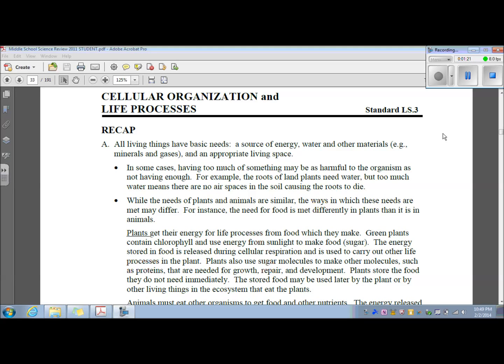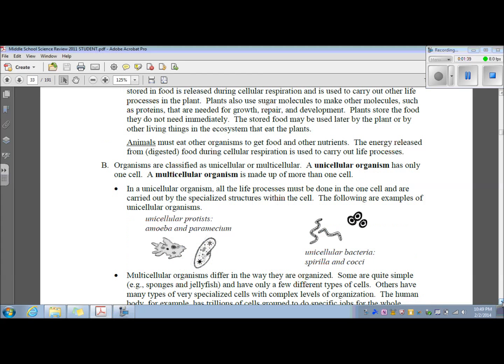The stored food may be used later by the plant or by other living things in the ecosystem that eat the plants. Animals must eat other organisms to get food and other nutrients. The energy released from food during cellular respiration is used to carry out life processes.